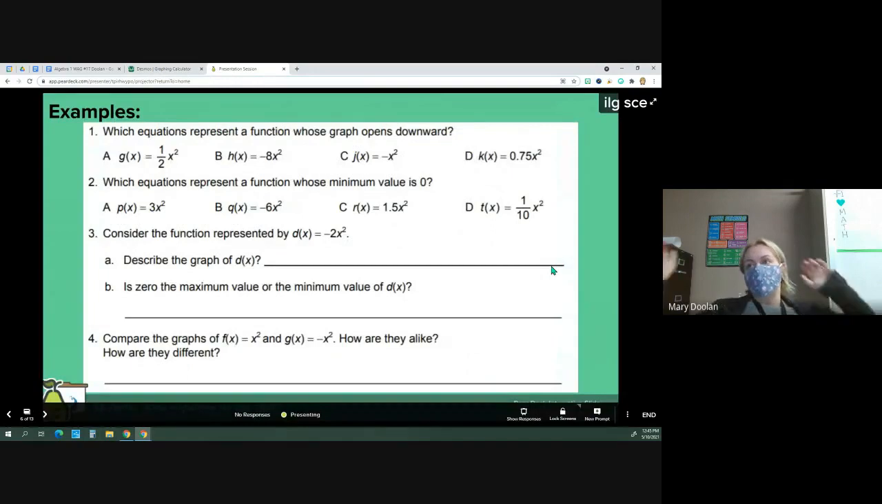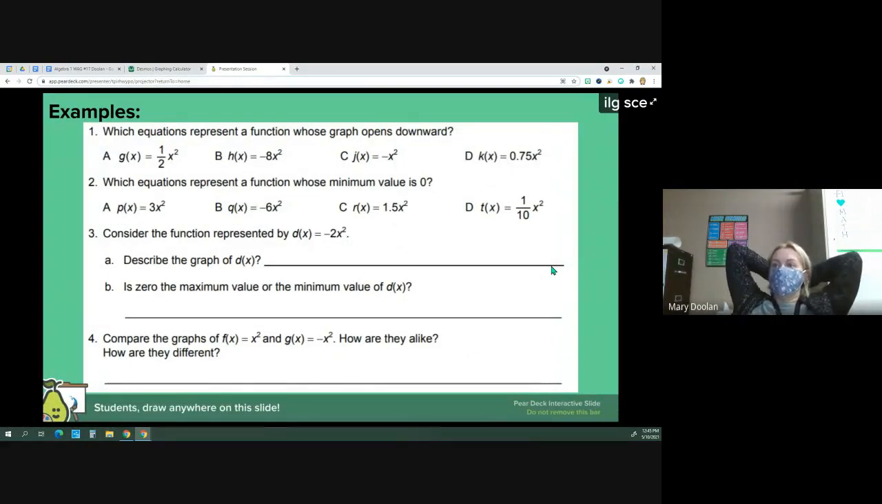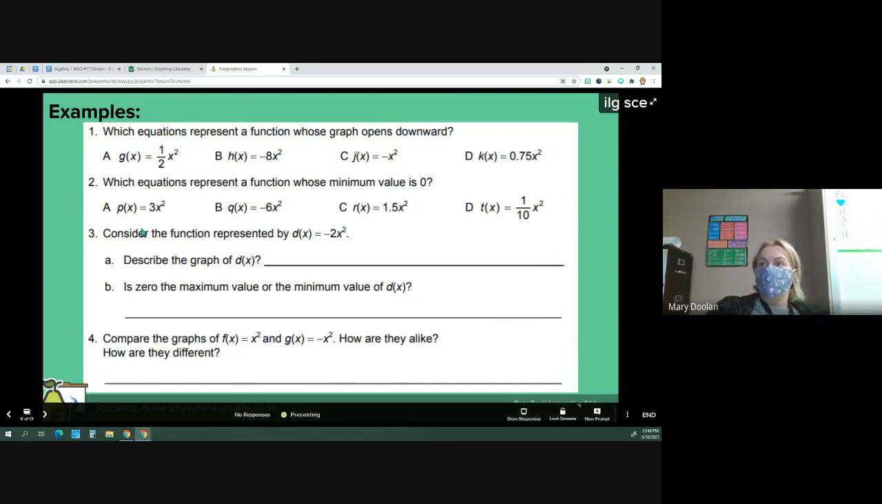Okay, so this is the example we're going to do together. Question 1, which equations represent a function whose graph opens downward? Okay, so we have all these different equations to look at. g of x equals 1/2 x squared. h of x equals -8x squared. j of x equals -x squared. k of x equals 7/500 x squared.